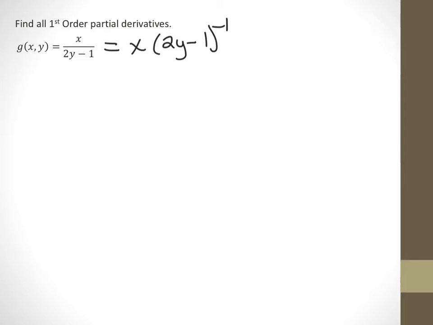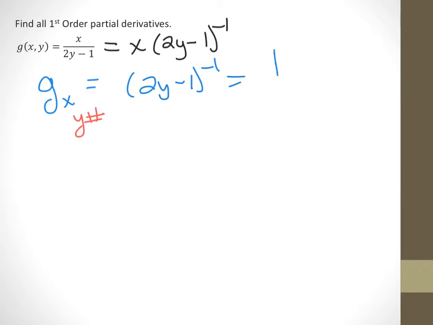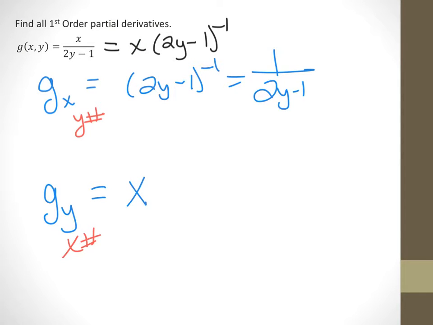Now, it's not a product rule, because the first derivative we are going to take, g sub x, is with respect to x, where y is just a number. And so y is a number. This whole piece here comes along for the ride. And the derivative of the x is just 1. And so all we get with respect to x is 2y minus 1 to the negative 1, or 1 over 2y minus 1. Now when we take this derivative with respect to y, where x is the number, now the x is going to come along for the ride, because he's just a coefficient. Then we have to take the derivative of this.